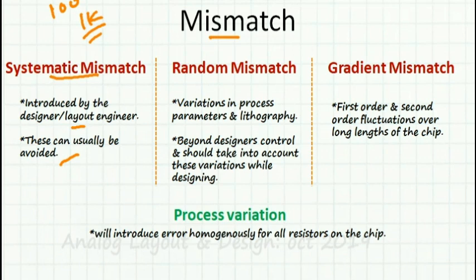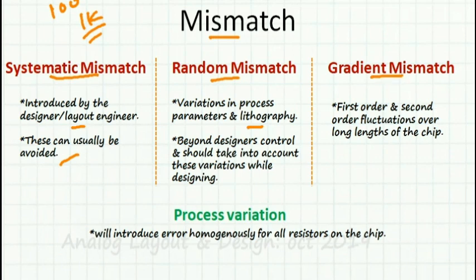The other type of mismatch, as the name says, is random mismatch. This random mismatch is because of variation in process parameters and lithography. This is beyond the designer's control, so designers should take these variations into account while designing. And the third one is gradient mismatch.